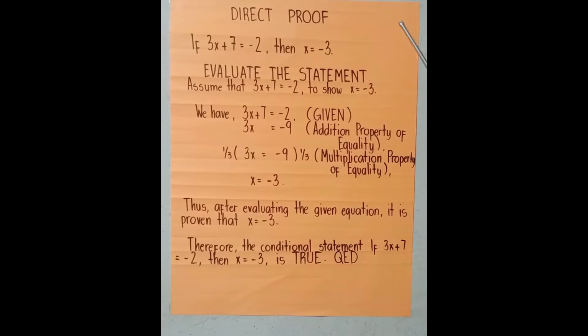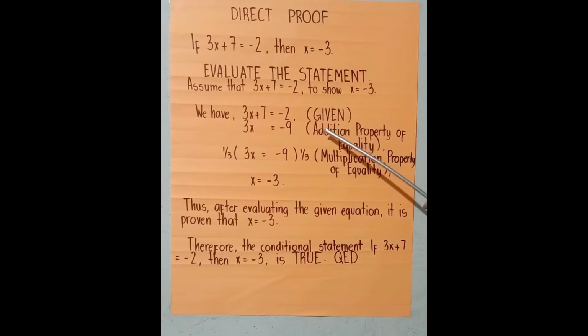In direct proof, we will just have to evaluate the statement. So let us assume that 3x + 7 = -2 to show x = -3. We have 3x + 7 = -2, which is from the given. Then from that, 3x = -9 using the addition property of equality.